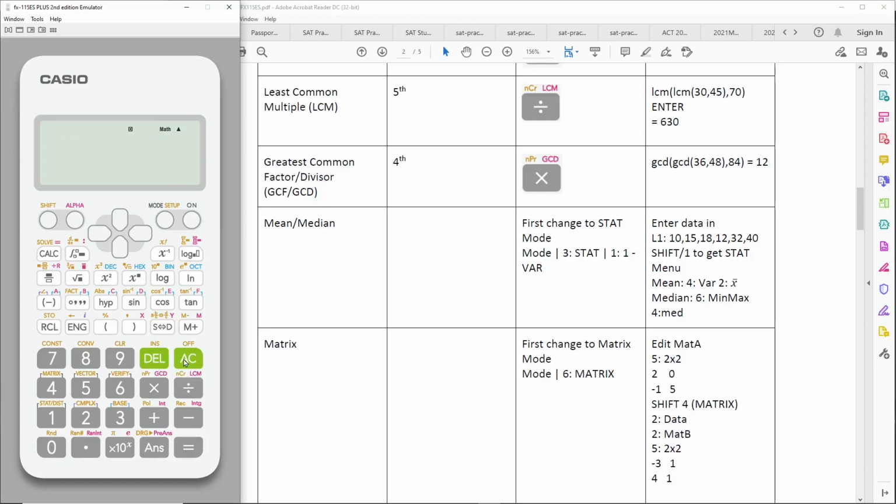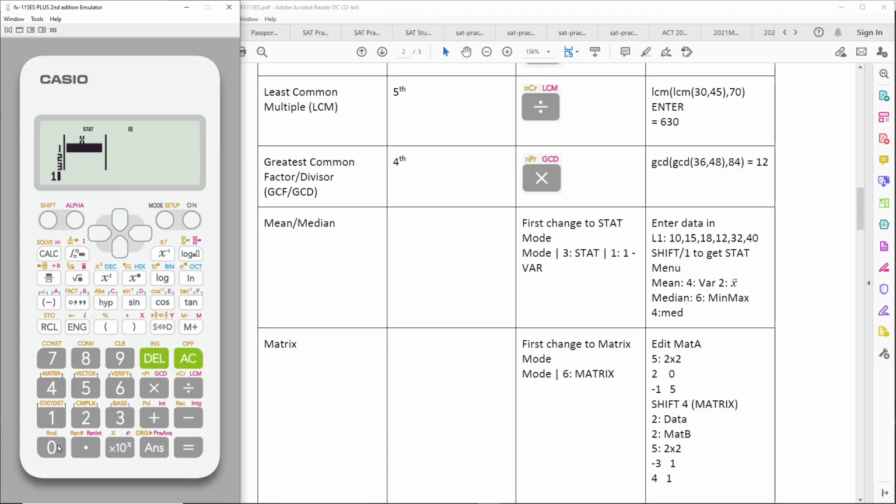Now you can also use this calculator to find the mean and median of a data set. First you need to change your mode to stat mode. So I'm going to go to mode. This will be choice 3 for stat. I'm going to choose option 1 for one variable. Then it allows me to enter my data points.